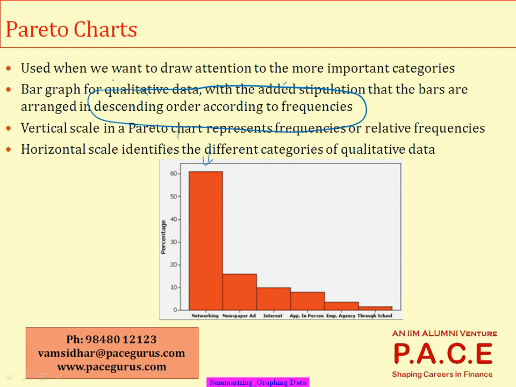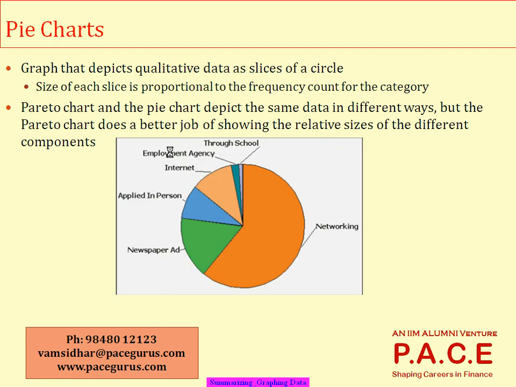So the vertical axis can either be frequencies or relative frequencies, and the horizontal axis is still the different categorical values associated with the data. So it's the same as a bar graph, the only difference being that the bar graph is plotted in the descending order of the frequencies of various categories, not in the order of the original data, but in the descending order of the frequencies.